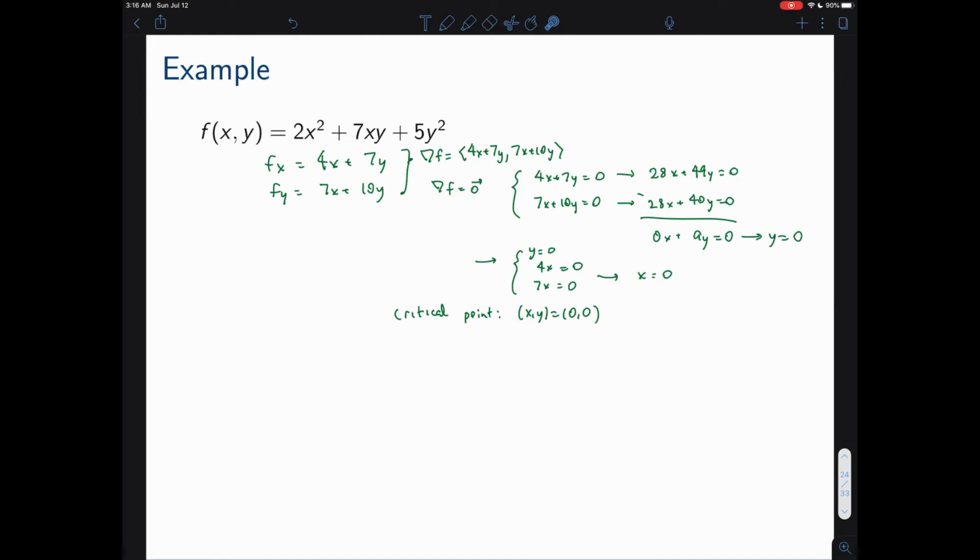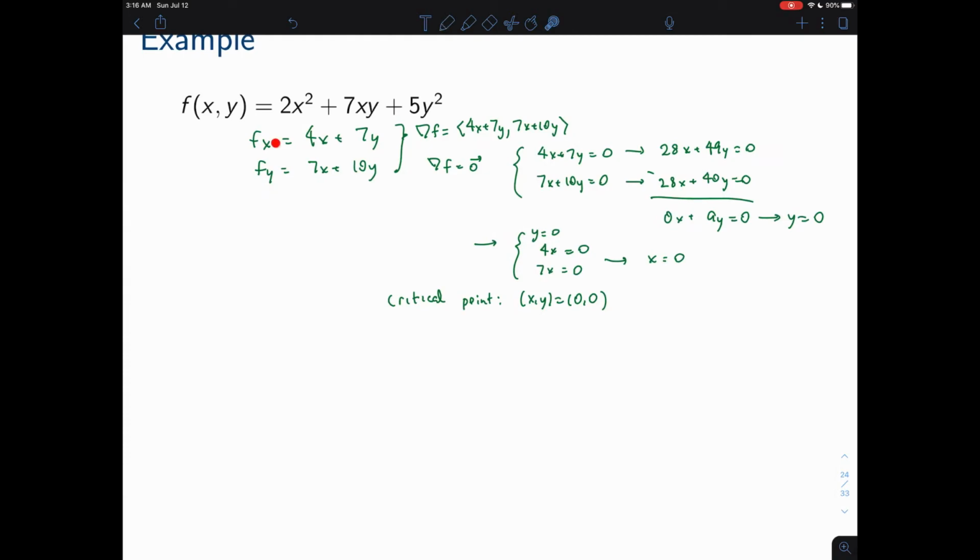Now, is it a minimum or a maximum or a saddle point? In order to answer that question, let's look at the Hessian. So we already have our first derivatives written up here on the page. We can use that to find the second derivatives. f_xx is 4. f_xy, so I'm taking my f_x, my partial with respect to x, and differentiating that with respect to y, we get 7. And f_yy, the second derivative with respect to y, we already have one derivative with respect to y, and we differentiate again and get 10.